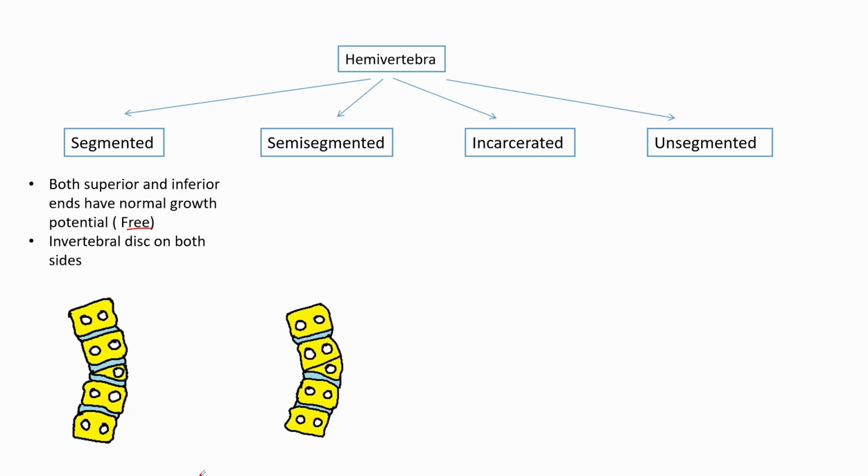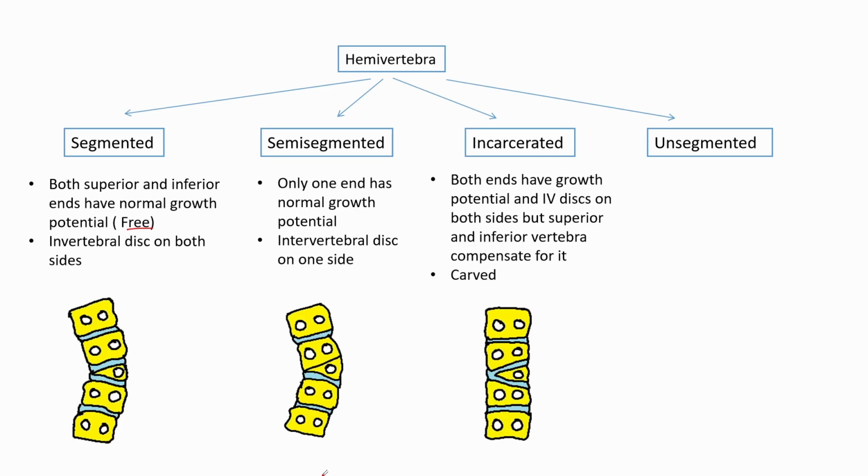In a semi-segmented hemivertebra, only one end has normal growth potential and an intervertebral disc is present only on one side. In an incarcerated hemivertebra, both ends have growth potentials and intervertebral discs, but the adjacent vertebrae compensate for it. So, this has less chance of progression. This is also known as carved hemivertebra, as if the hemivertebra is carved inside the adjacent vertebral bodies.